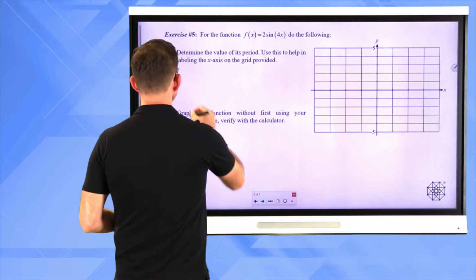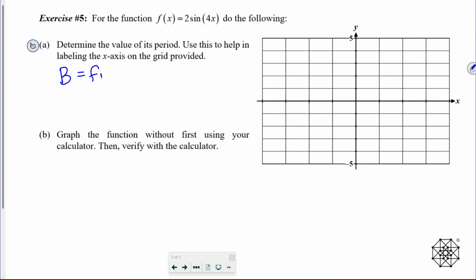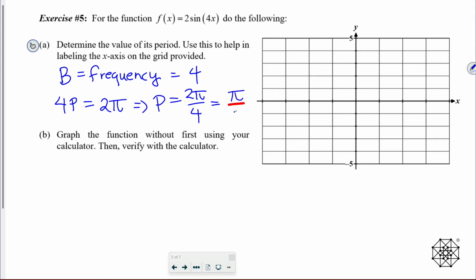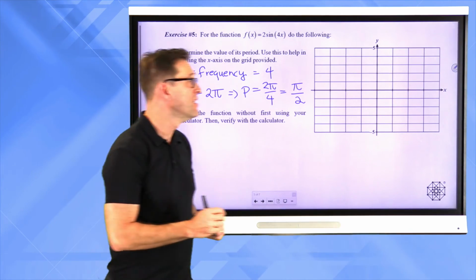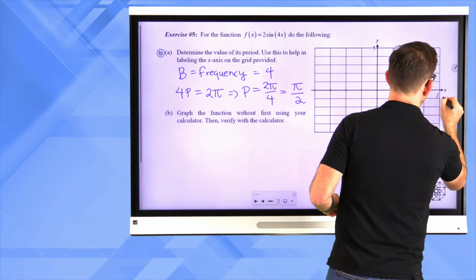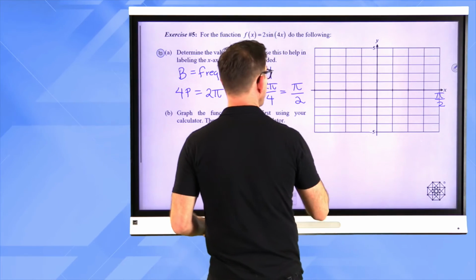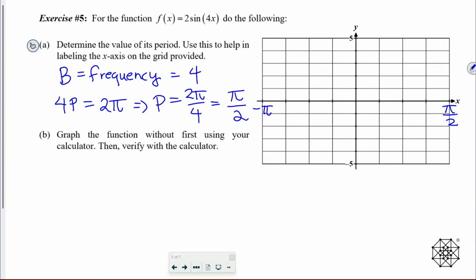Okay, well, our frequency, again, I want to keep using this terminology. Our frequency is equal to 4. So 4 times our period is going to be equal to 2 pi, which means our period is going to be 2 pi divided by 4, which is equal to pi over 2. Now, literally, that means that we will get an entire full cycle in pi over 2 units. So that's kind of what I want to make over here. I want to do pi over 2 over here, and I'm going to do negative pi over 2 over here.